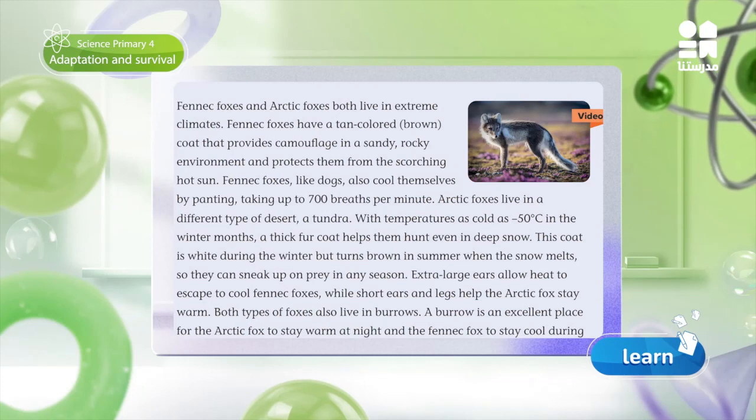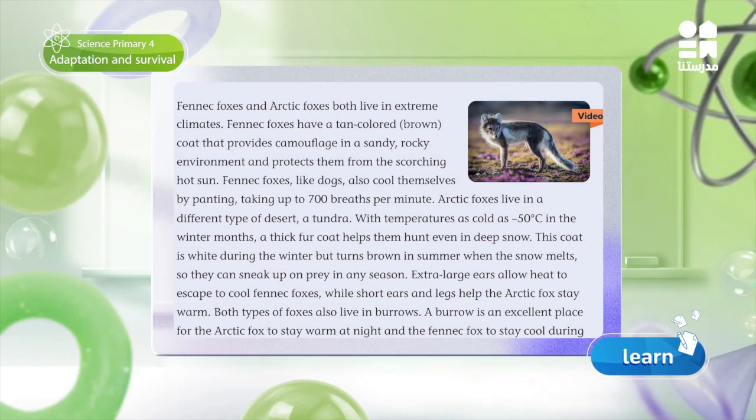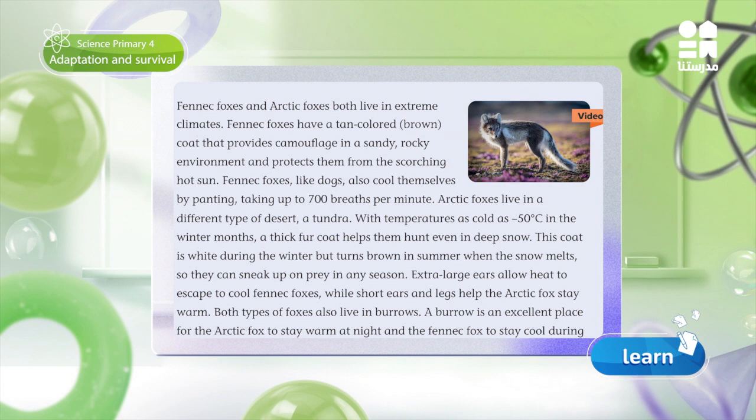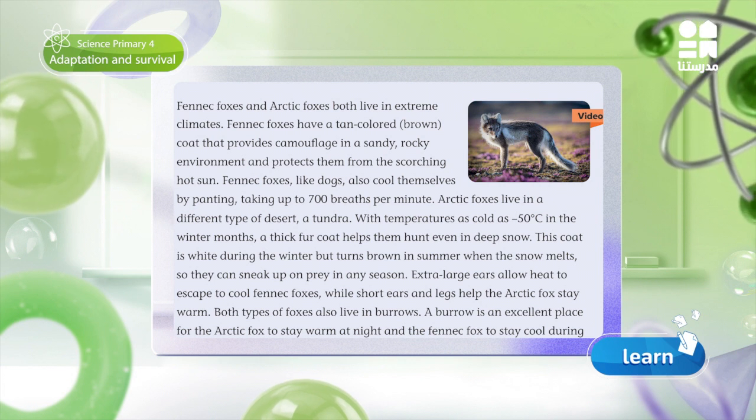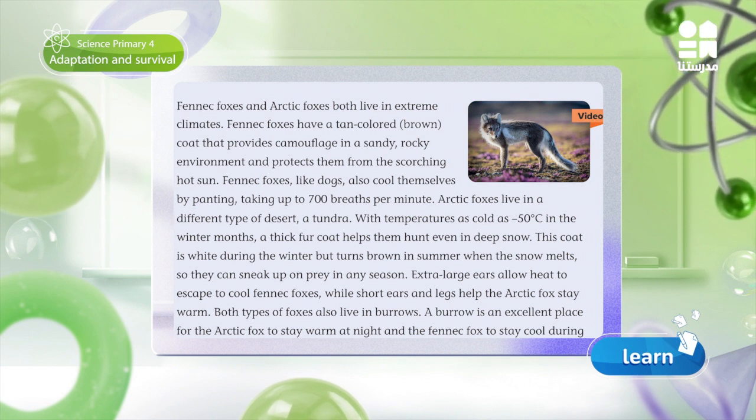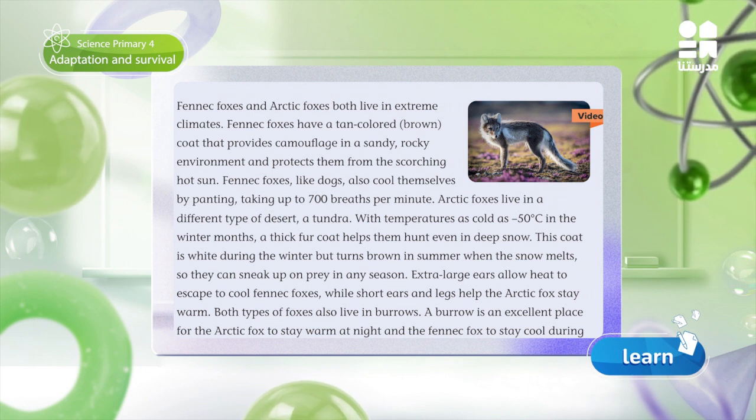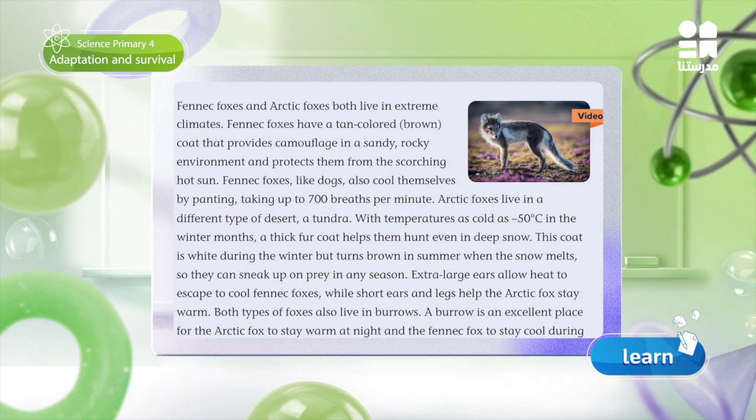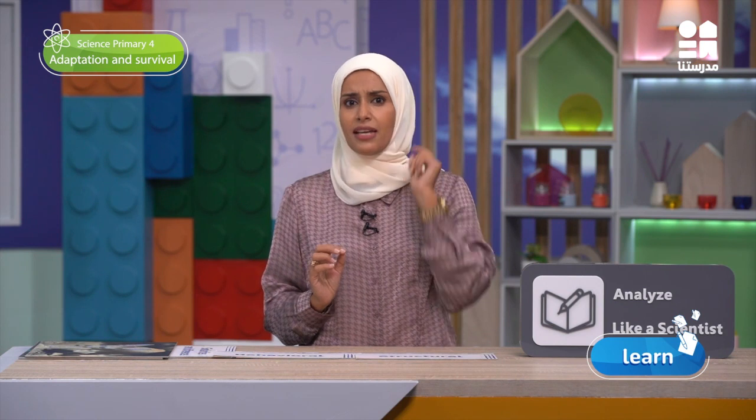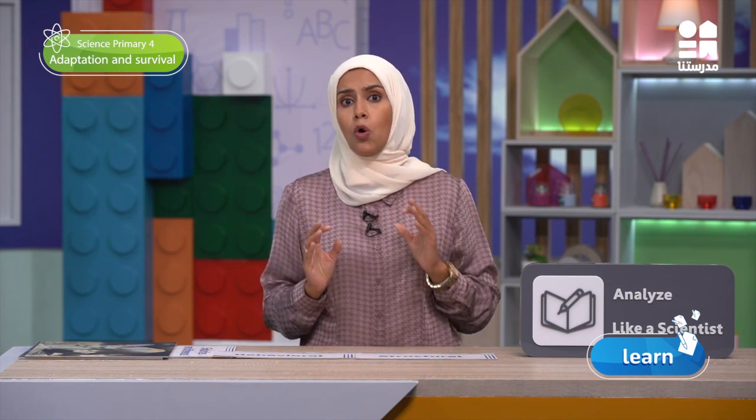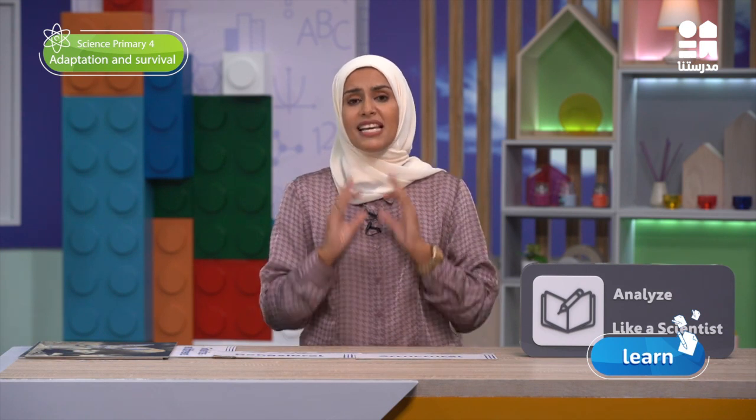Fennec foxes and Arctic foxes both live in harsh climates. Fennec foxes have a tan-colored coat that provides camouflage in a sandy, rocky environment and protects them from the scorching hot sun. Let's stop here for a second and think, is it a structural or behavioral adaptation? The color of the fur is a structural adaptation, so we should underline it.